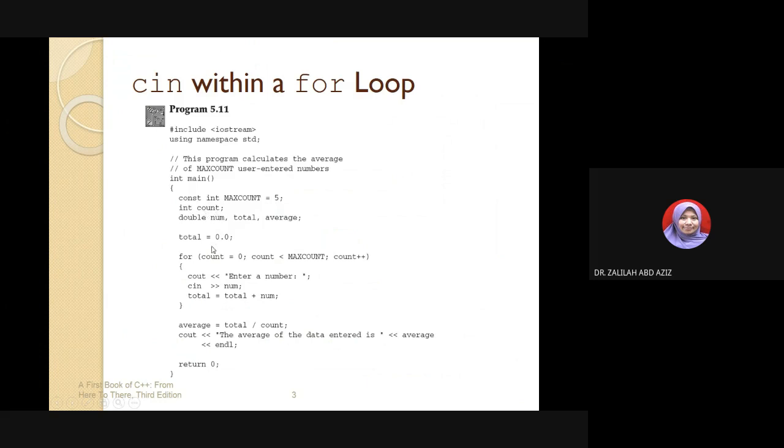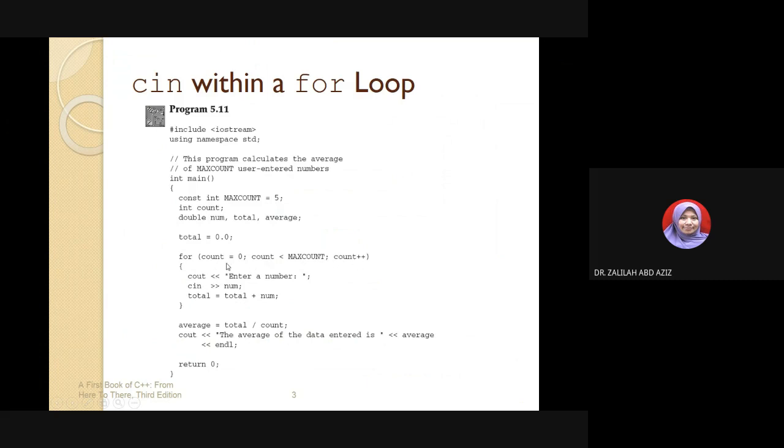Count here is the counter to control the loop. Previously we used i, but in this program we are using count as the counter for the loop. And then we have here double num. Num is for the user to key in, and then total and also average. We give the initial value of total equal to 0.0. Now for count equal to 0, count less than max count. Max count is 5, yeah? And then count plus plus.